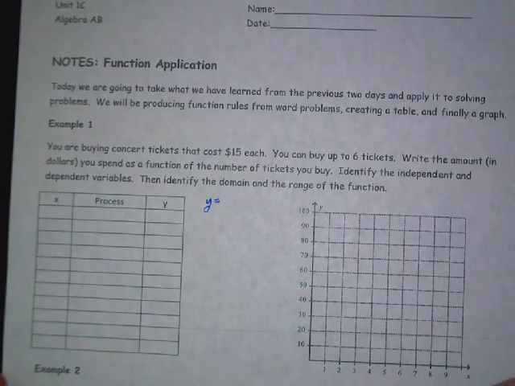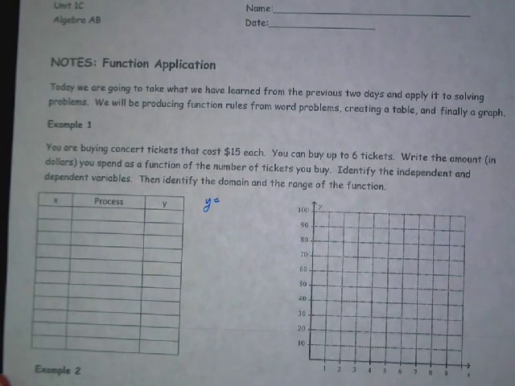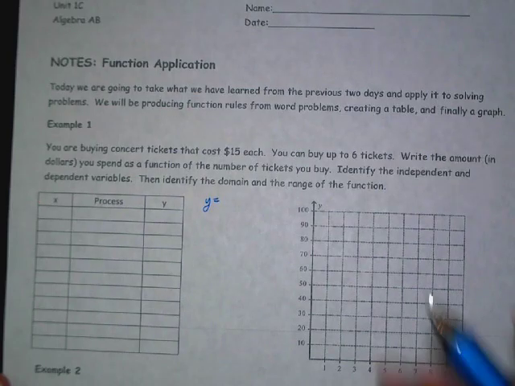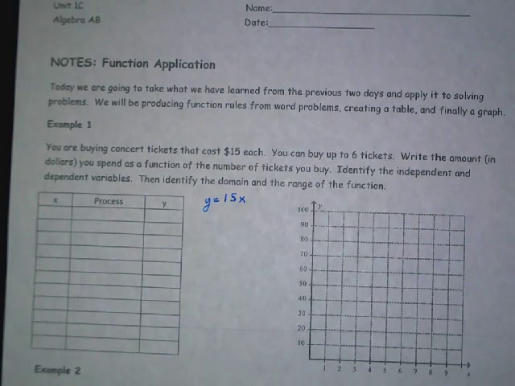Okay, we are buying concert tickets that cost $15 each. Okay, what word does each tell us to do? What operation? Multiply. So if we call x the number of tickets, we would have y equals 15 times x, and that will give us our total cost. Okay, so there's our function rule.